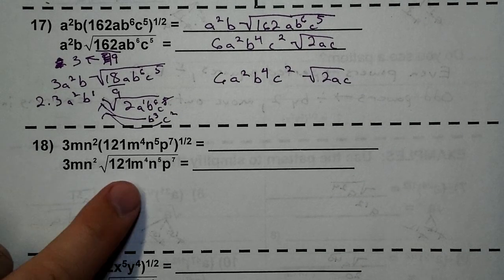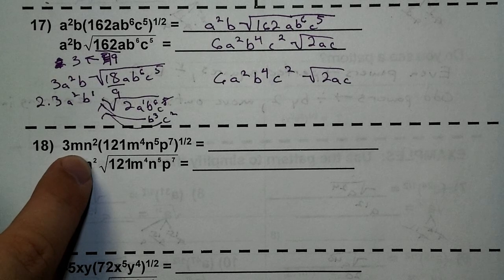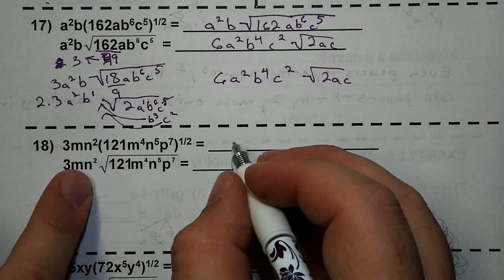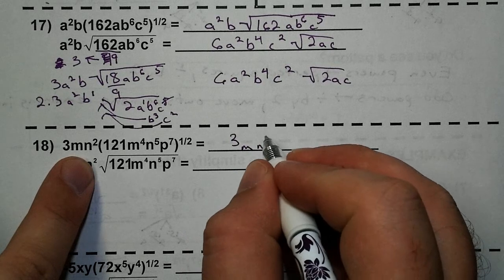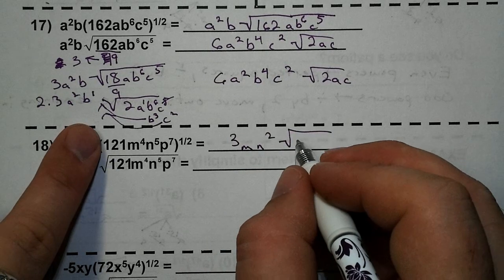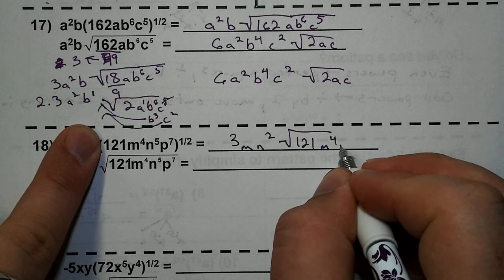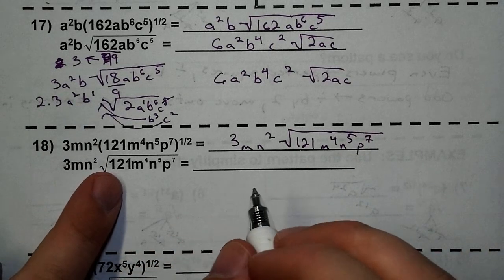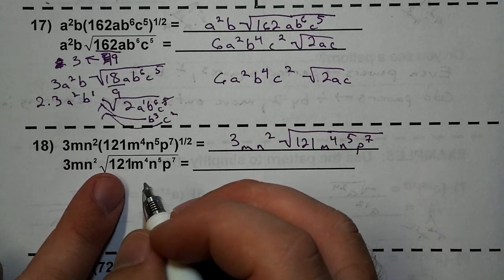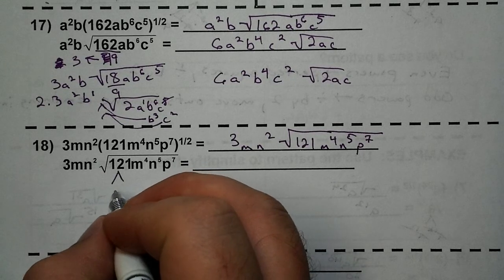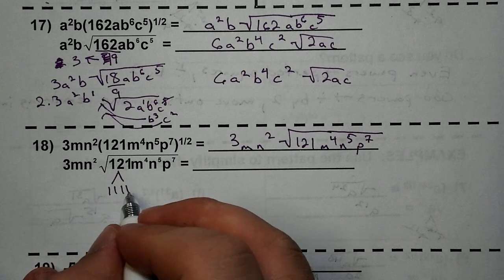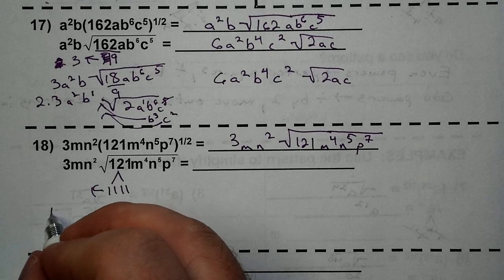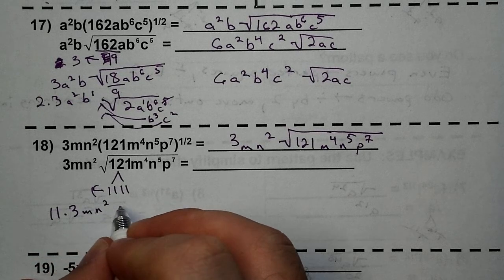Let's try number 18. Now I have a coefficient on the outside. Doesn't change anything. Ignore that first. Let's rewrite what's in the parentheses being raised to the 1/2 with the square root. So 3mn squared, square root of 121, m to the 4th, n to the 5th, p to the 7th. Now, 121, is that a perfect square? Yes, because that's 11 times 11. So that's going to come out, and there's going to be nothing left over. So we're going to have 11 times 3mn squared.